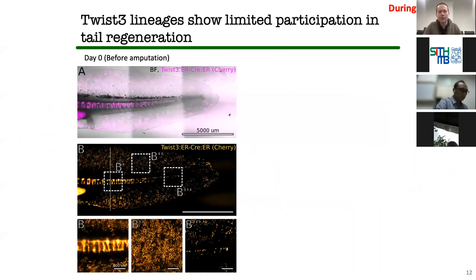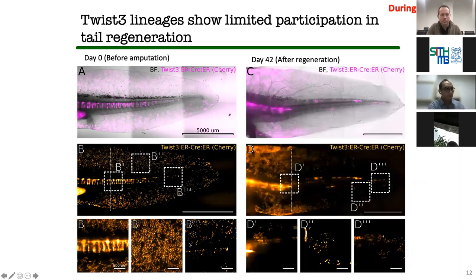So to then further tease this apart, we generated another transgenic line using the twist 3 promoter. And during homeostasis, twist 3 labels a more defined population, specifically the notochord shown there, and also the fin mesenchyme, blow-ups are shown here. And upon amputation and subsequent regeneration, we see that there's a very limited ability of these cells to contribute to the regenerating tail, only labeling a small proportion of fin mesenchyme, basically.